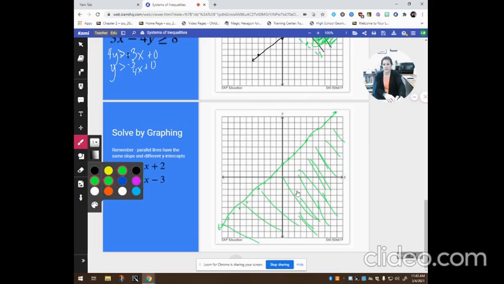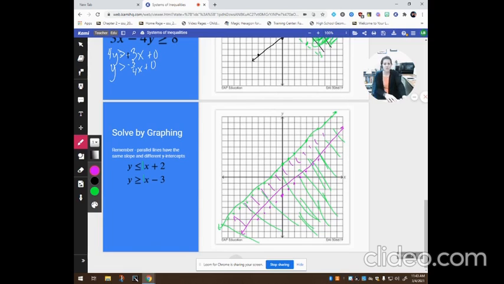Okay, so now we're going to look at this one. Start at -3. 1, 2, 3. Go up 1 over 1, up 1 over 1. Again, it's going to be a solid line because they are equal to. It is greater than or equal to. So we're going to connect those points. Pretend I connected those. And we're going to shade above it because it's greater than.